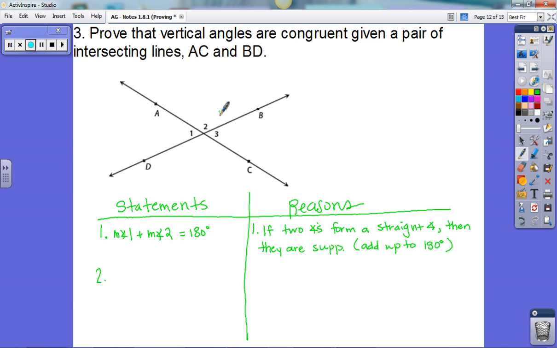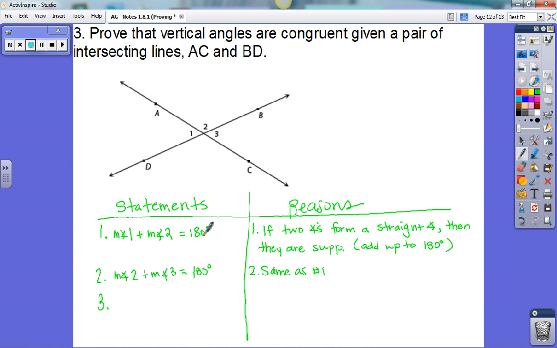Alright? So we know that's the case. Angle 1 and angle 2 add up to 180. 2 and 3 I also know add up to 180 as well. So the measure of angle 2 plus the measure of angle 3 is also 180. And instead of repeating myself, because it would be the same exact thing repeated, I'm just going to put same as number 1. Pretty convenient. Alright, so I know that these two sums are equal to 180.